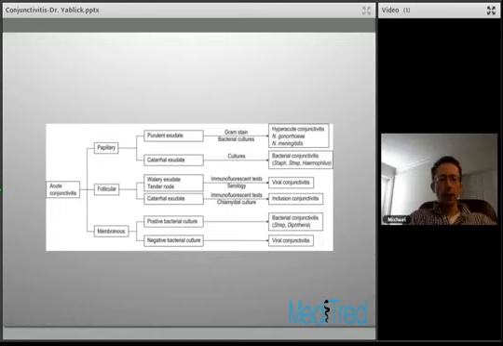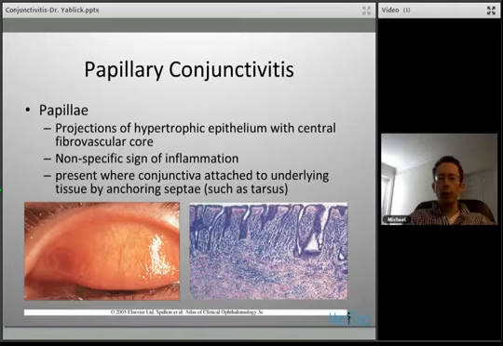So papillary conjunctivitis basically is characterized by papillae. Papillae are projections of hypertrophic epithelium, and they have a central fibrovascular core. It's basically a nonspecific sign of inflammation, and it's present where the conjunctiva is actually attached to the underlying tissue by anchoring septae, such as the upper and lower tarsus.